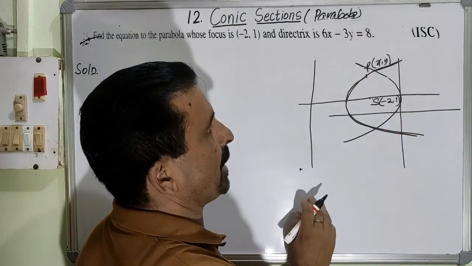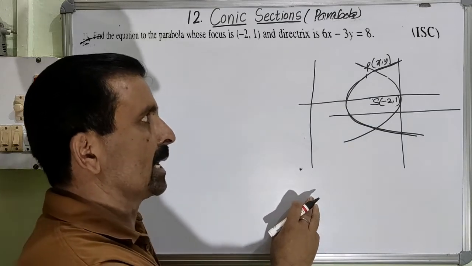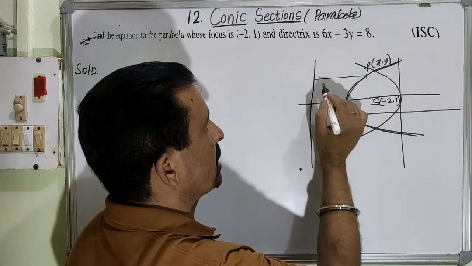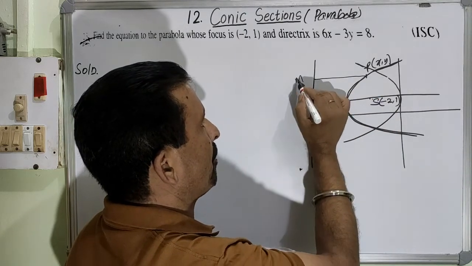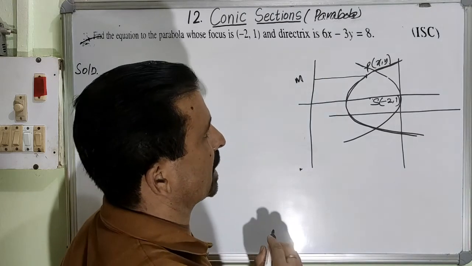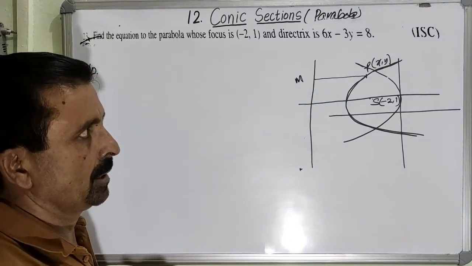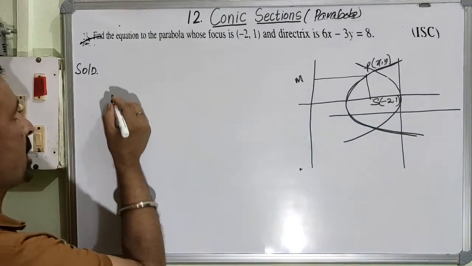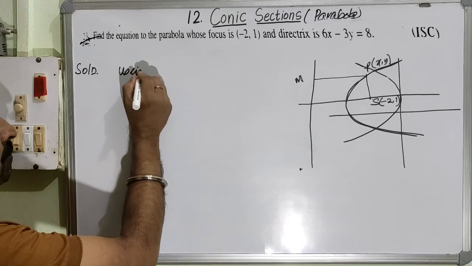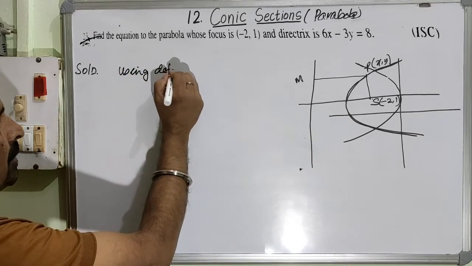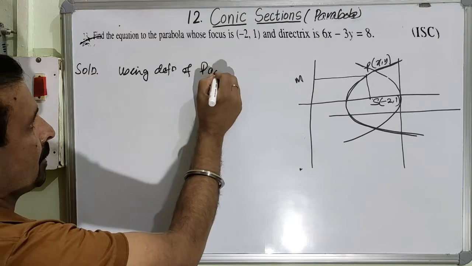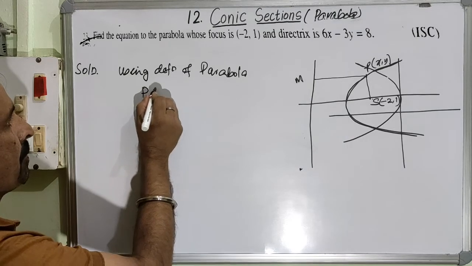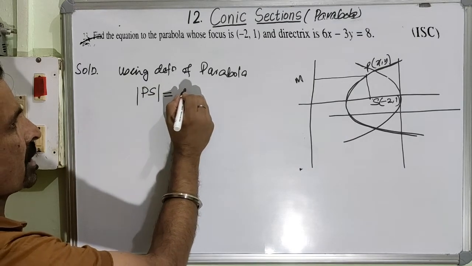We have considered a point P on the parabola whose coordinate is x and y. Now from this point P, we will drop a perpendicular on the directrix and mark this as M. Now with this, we are going to start finding the equation of the parabola. This line can be joined. So using the definition of parabola, distance PS has to be equal to the distance PM.